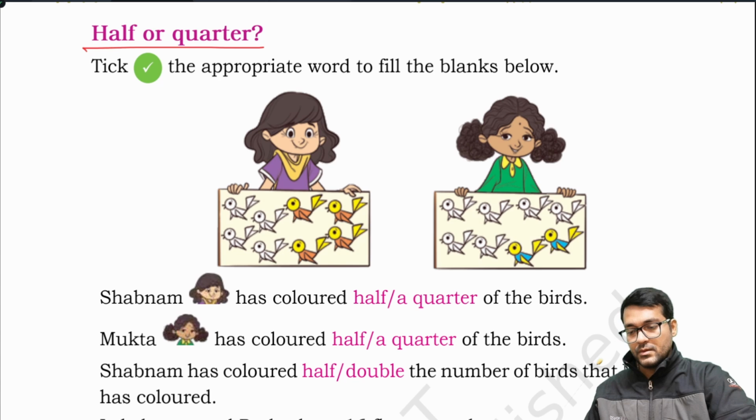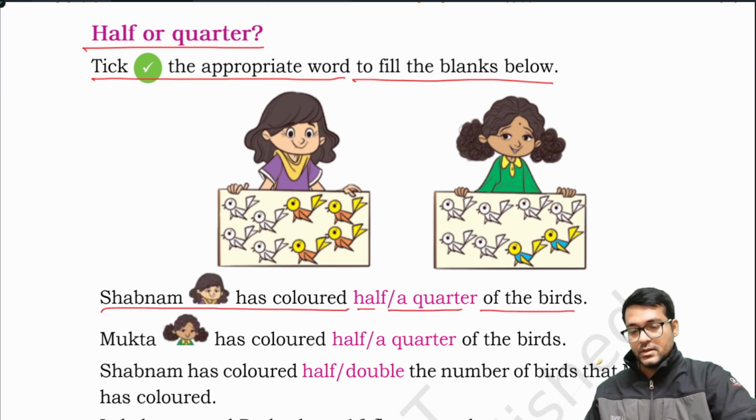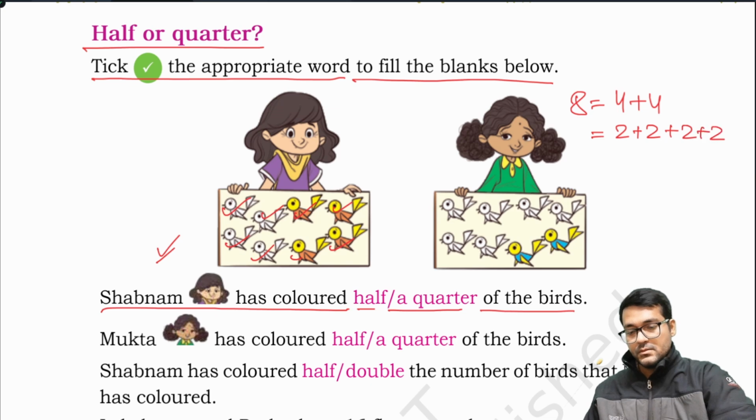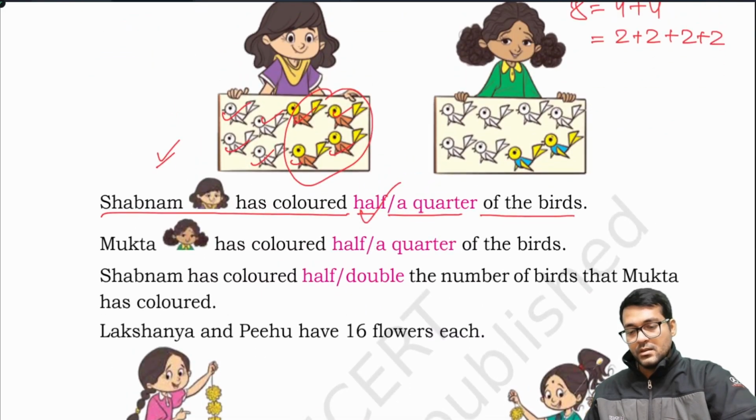Half or quarter. Tick the appropriate word to fill the blanks below. Sabnam has colored half a quarter of the birds. You can see there are 1, 2, 3, 4, 5, 6, 7, 8. 8 birds are there. Half will be 4 and a quarter will be 2. Sabnam has colored 4 birds, that is half of the birds present. Similarly, Mukta has colored only 2 birds, so a quarter of the birds.